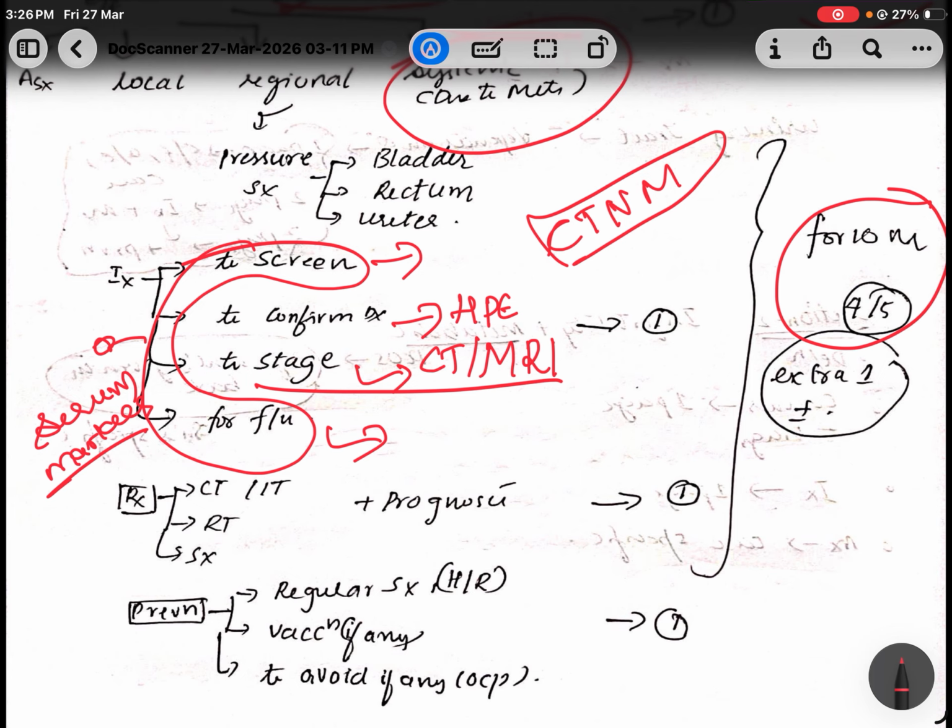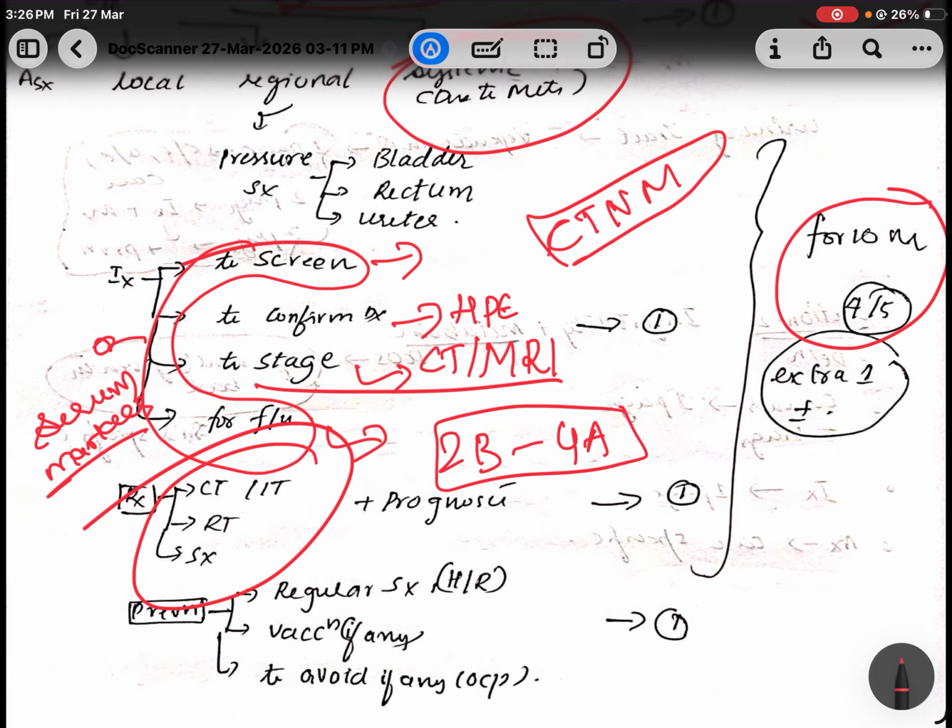I hope I'm easing the subject for you. Treatment: only these treatments you have in cancer. If it's a squamous cell carcinoma, it is sensitive to radiotherapy, so you give radiotherapy. I hope you know that from 2B to 4A of carcinoma cervix, the major thing you should do is radiotherapy. What is NART? That is neoadjuvant. Before that, you stimulate the cells so that between 2B to 4A you can comfortably give chemoradiation. That is the main thing.